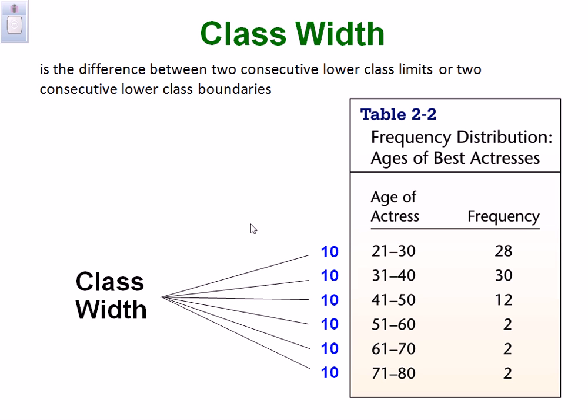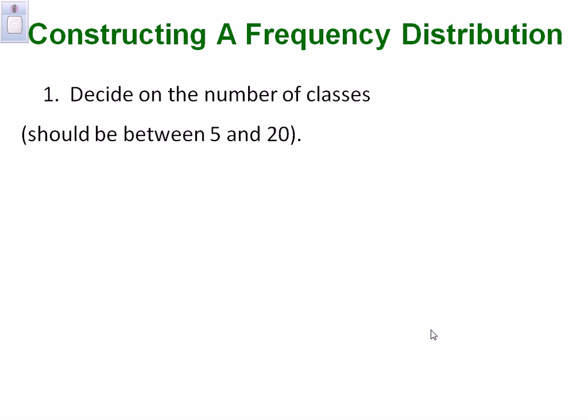All right, how do we decide the number of classes? Well, literally, I will tell you this year. It's going to be 5. It doesn't have to be 5. It could be somewhere between 5 and 20. But for us, since we're just kind of doing an intro to this, we're just going to stick with 5.